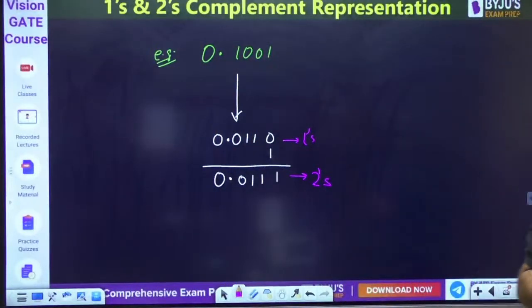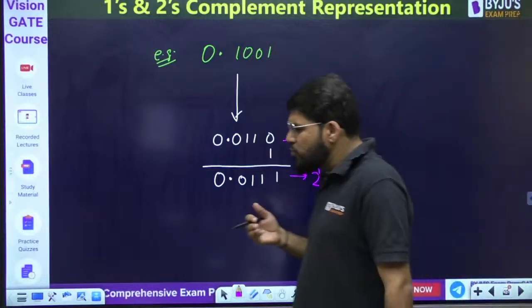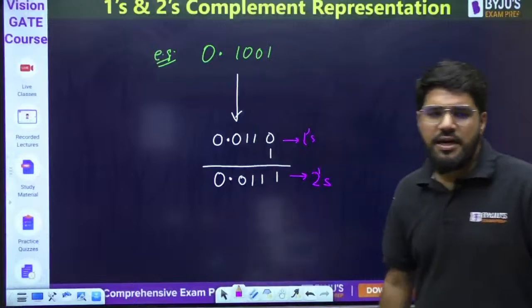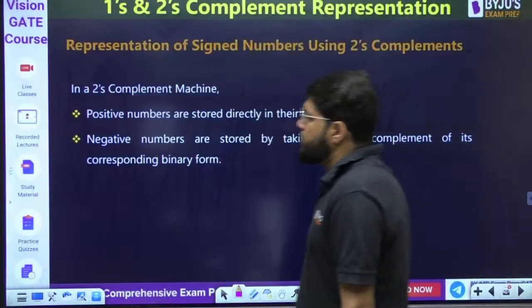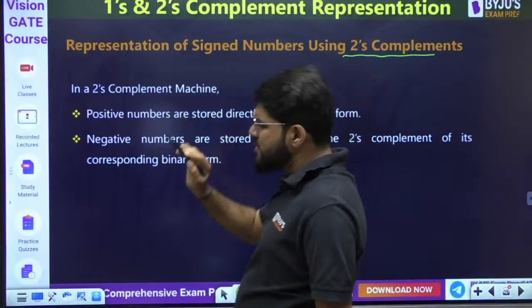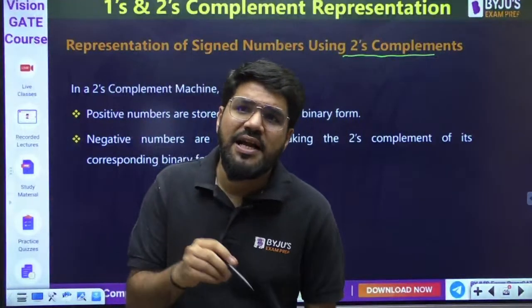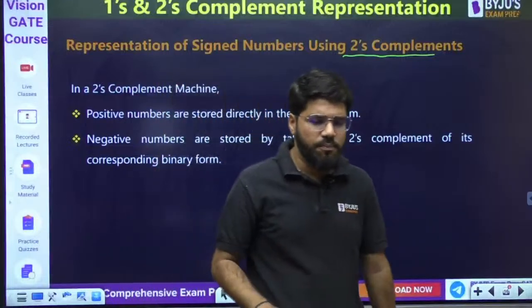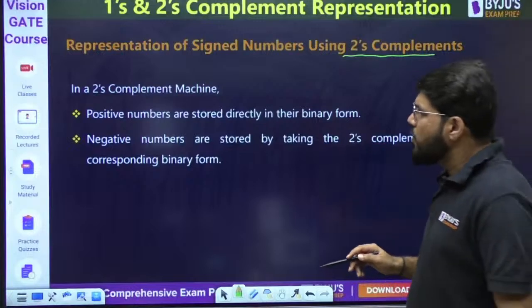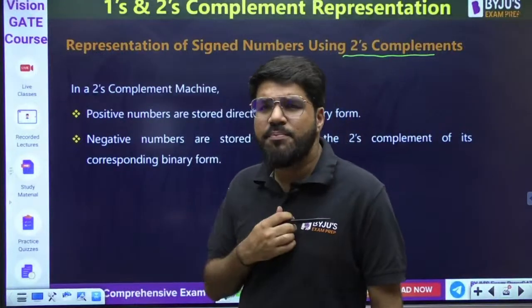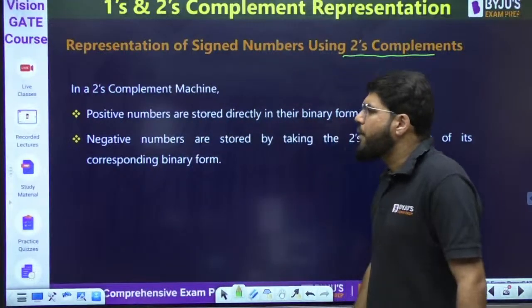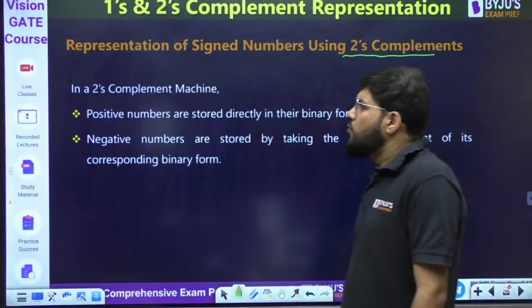Now let's come to the actual agenda: how a machine represents positive and negative numbers, how a machine understands positive and negative numbers. Representation of signed numbers using 2's complement. I am focusing more on 2's complement. After some time, you will understand the advantages of 2's complement over 1's complement. Whatever I tell you for 2's complement, the same procedure applies for 1's complement also.